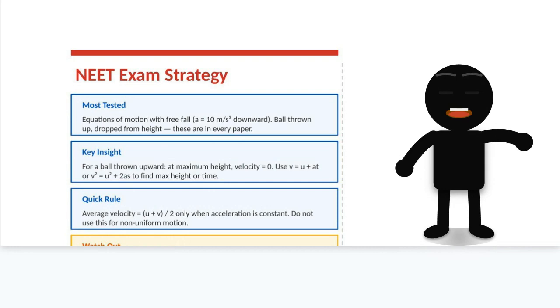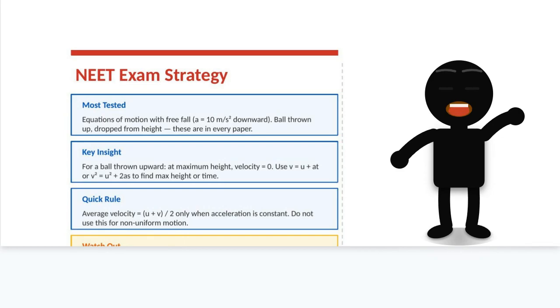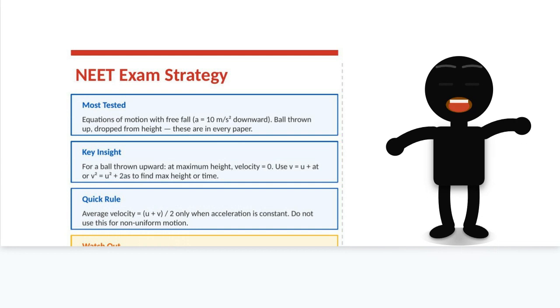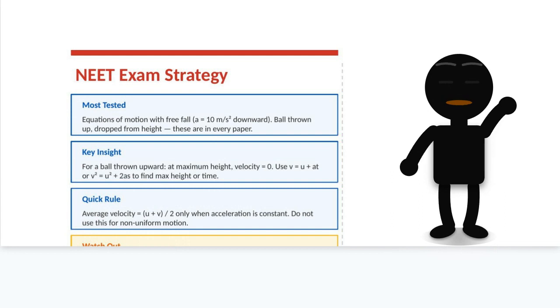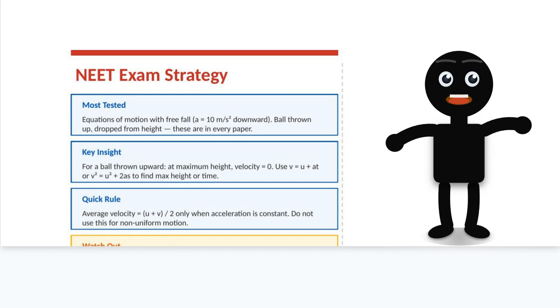For average velocity, remember that the formula (u plus v) divided by 2 only works when acceleration is constant. Do not apply it to problems involving changing acceleration. And the most reliable check, if a problem tells you that distance equals displacement in magnitude, it means the object moved in one direction only without turning back. If displacement is less than distance, the object changed direction at some point. This fact alone can eliminate wrong answer choices quickly.